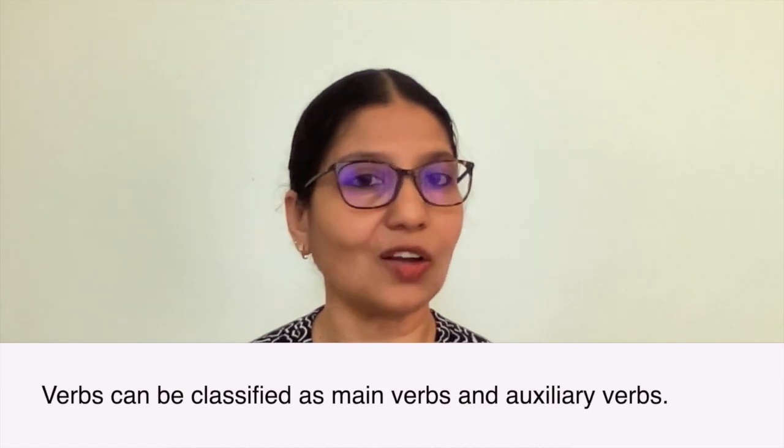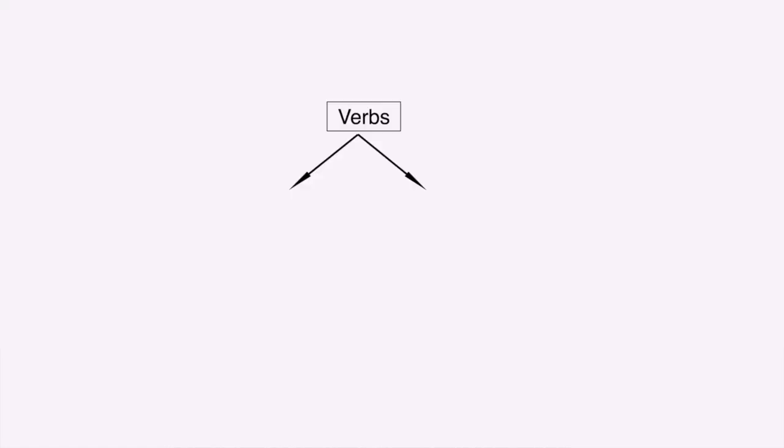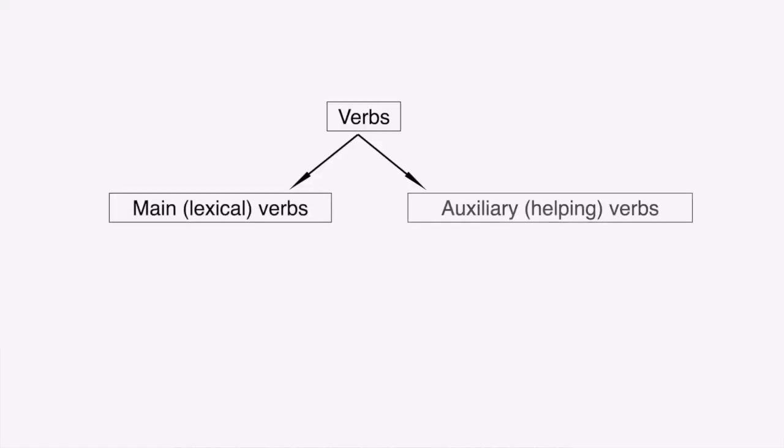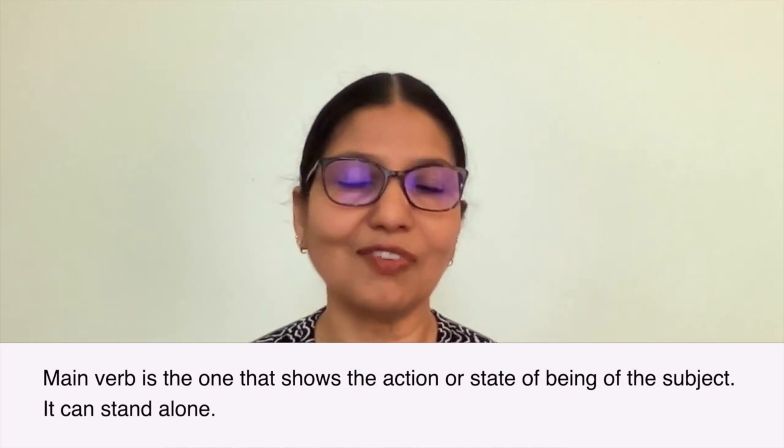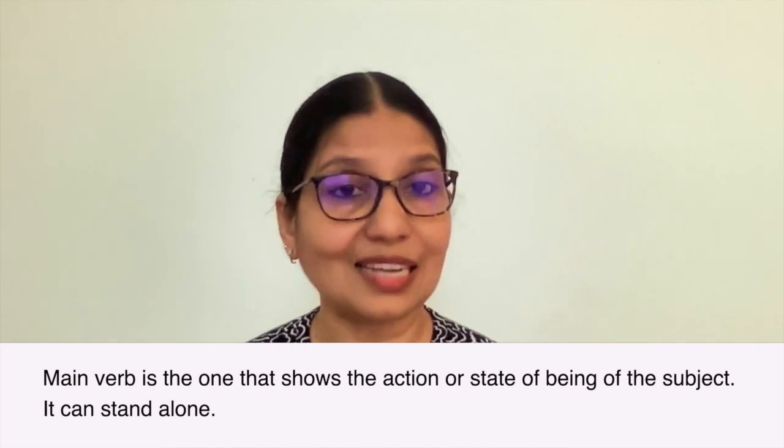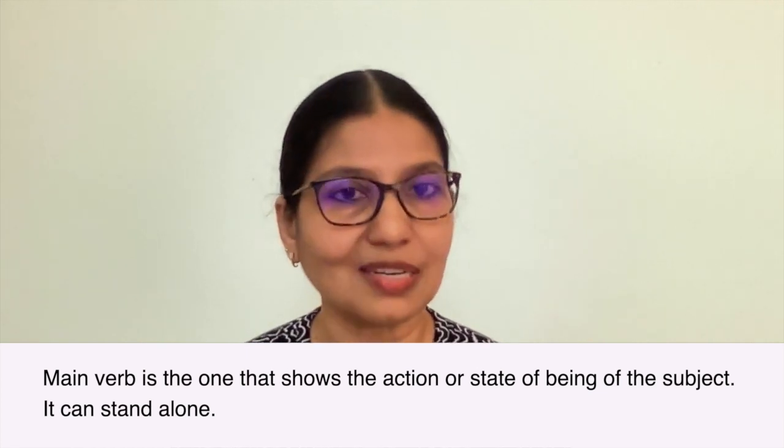Verbs are also classified as main verbs and auxiliary verbs. Main verbs are sometimes called principal verbs or lexical verbs. It is the main verb that usually shows the action or the state of being of a subject. It can stand alone, which means it doesn't depend on another verb. Let's take up some examples.